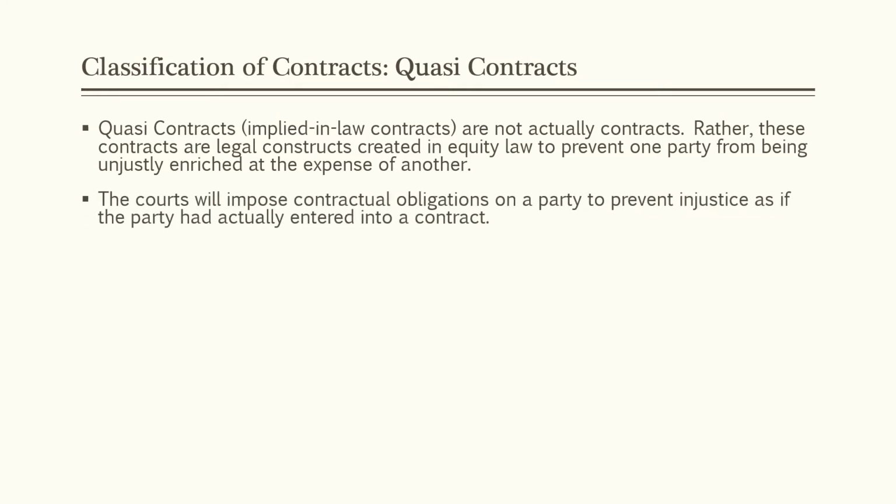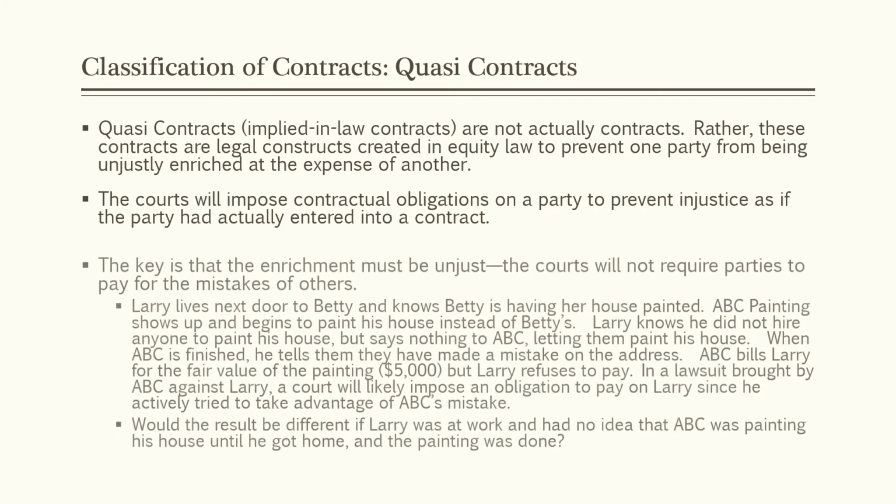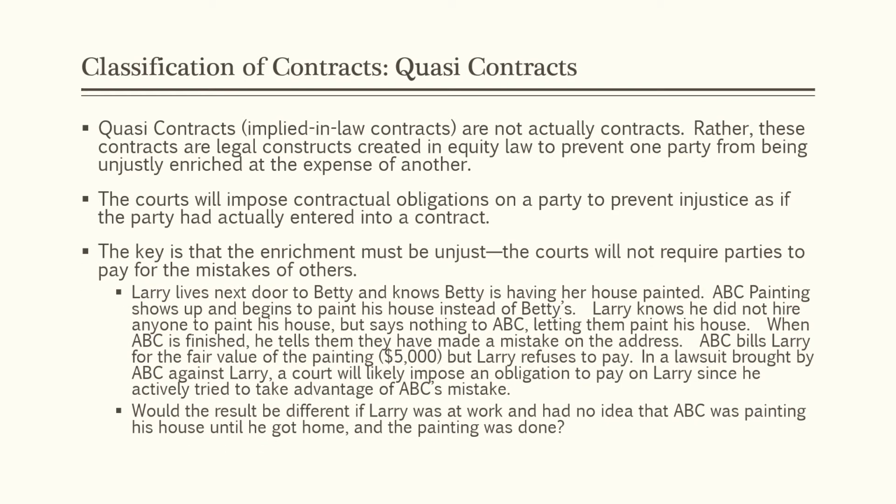The courts will impose contractual obligations on a party to prevent injustice as if the party had actually entered into a contract, if they're acting unfairly. The key is that the enrichment must be unjust, must be unfair in the circumstances. The general rule is that courts will not require parties to pay for the mistakes of others. Quasi-contracts were created to ameliorate that general rule and to give parties who are treated unfairly or are taken advantage of an opportunity to be paid fairly.